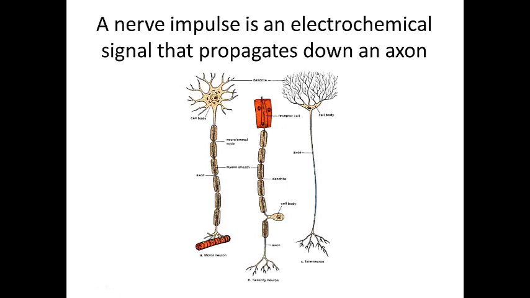You may have heard the expression before that you're electric, or we have electricity in our bodies. So we're going to take a look at what that actually means. We're going to look at how that signal moves down the axon of a neuron. And this word propagates just means to further or to push forward the signal.